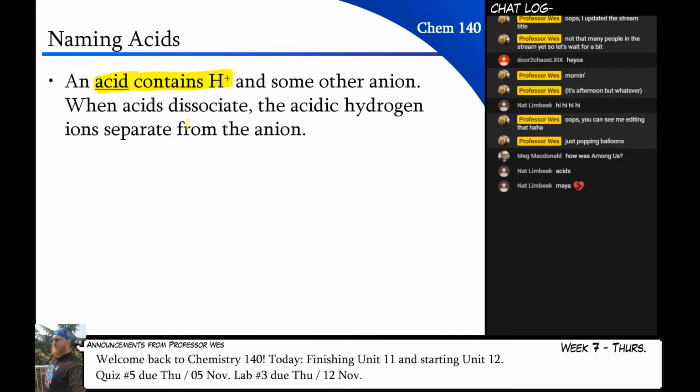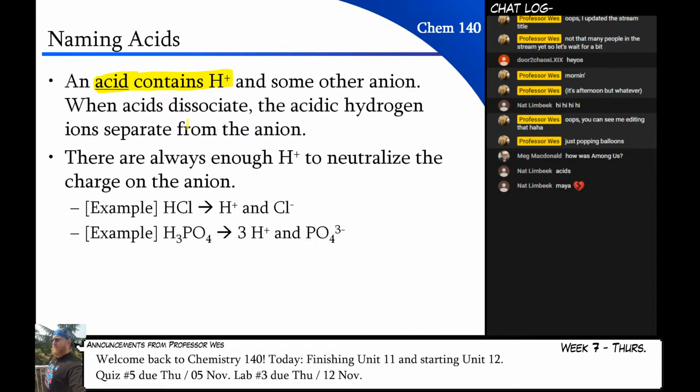Now, when you put an acid into water, it will dissociate, and one of the pieces that will dissociate is the H+, and the other thing that is left over is the anion. There are always enough H+ on the acid to neutralize whatever the charge of the anion is. Depending on the anion, so this one I have a -3, but this one I have a -1, I need a different number of H pluses to create a neutral effect. In other words, we're treating these as if they're ionic, because they ionize into ions, but they only contain nonmetals.